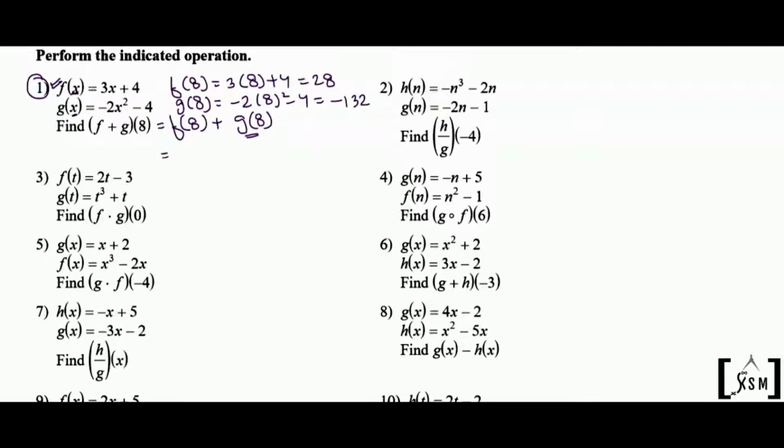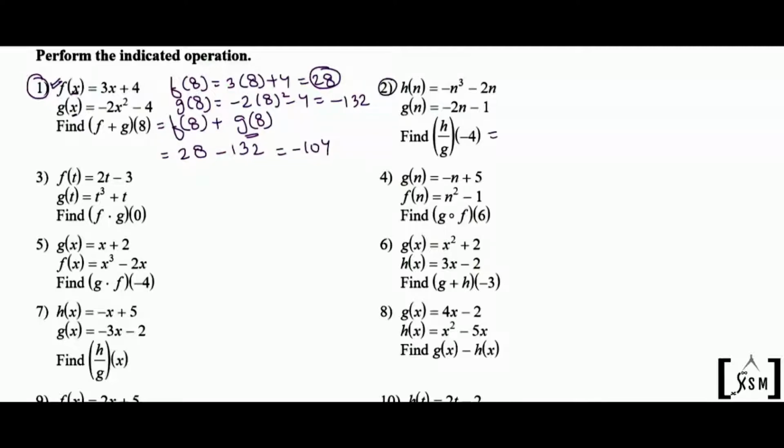So basically we'll have to plug in the values. f8 is 28. Let me write 28. And g8 is negative 132. So my correct answer is negative 104, my final answer. Good. Have a look at number 2, guys.